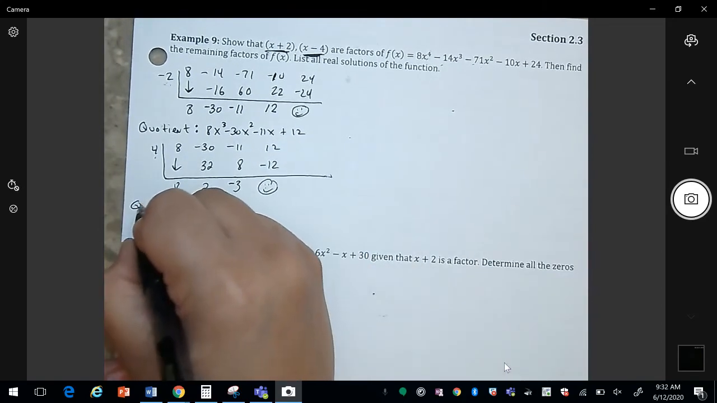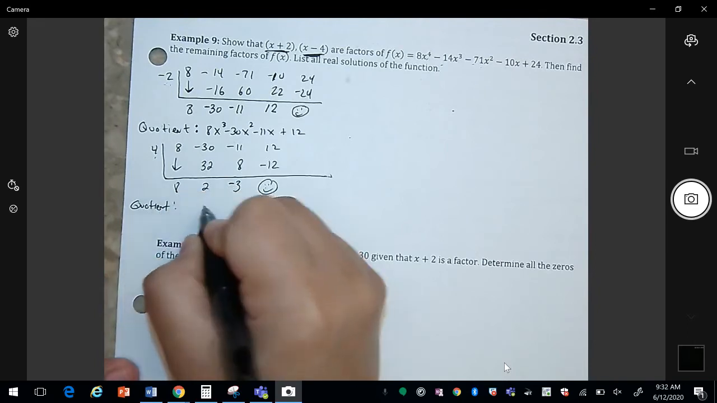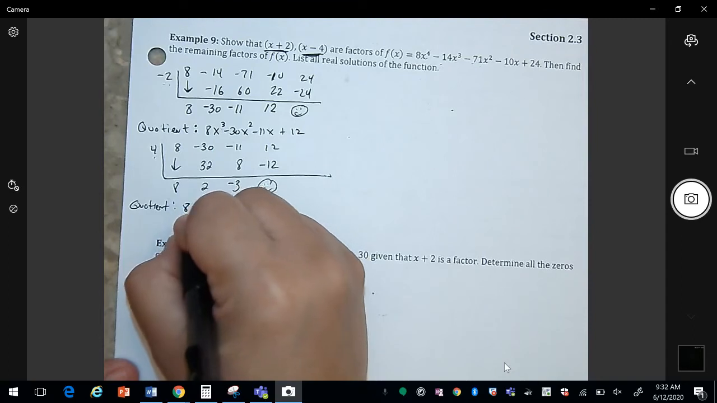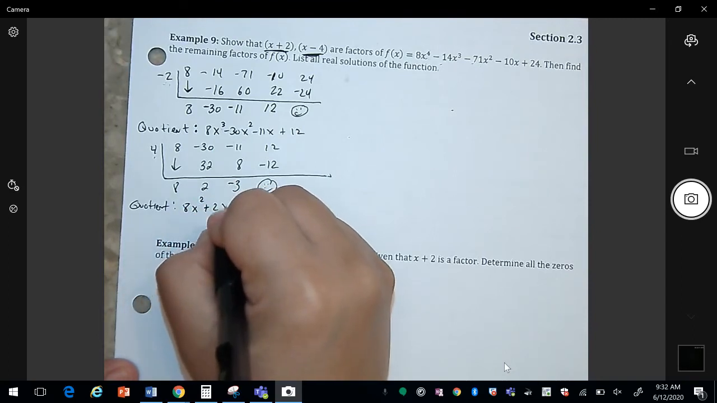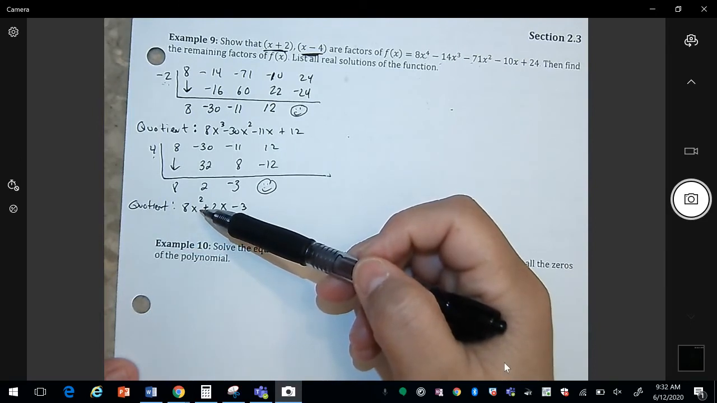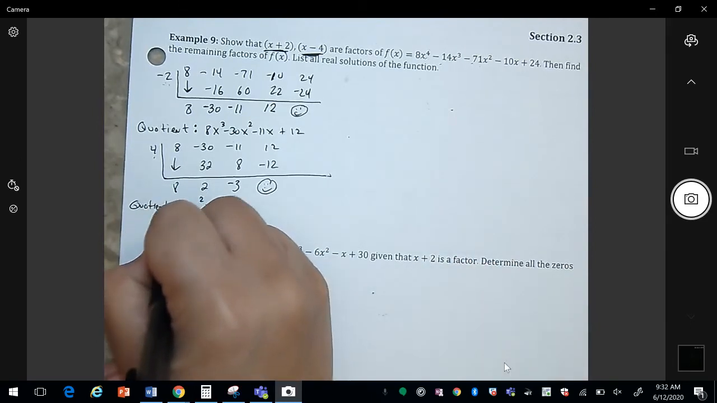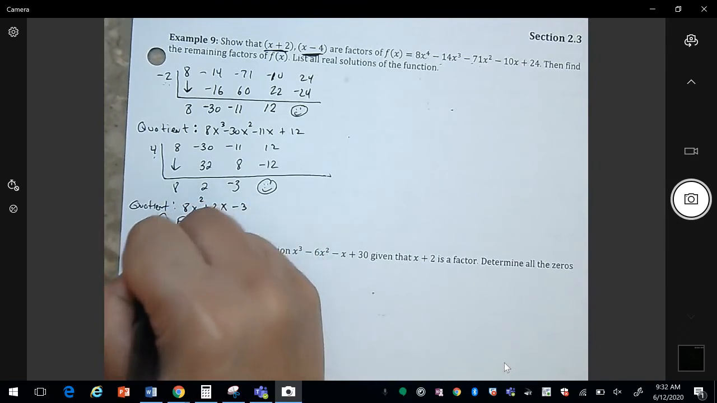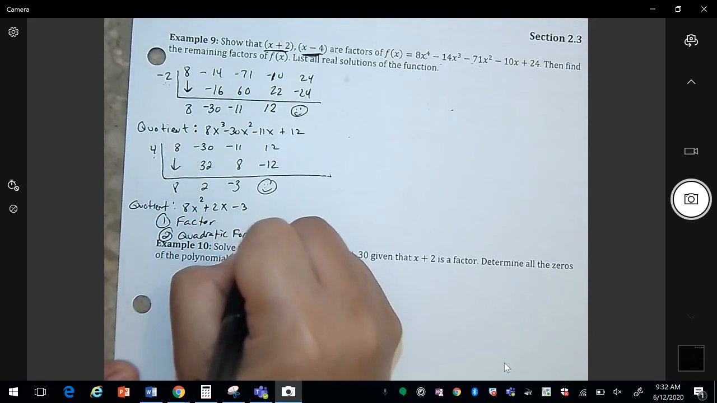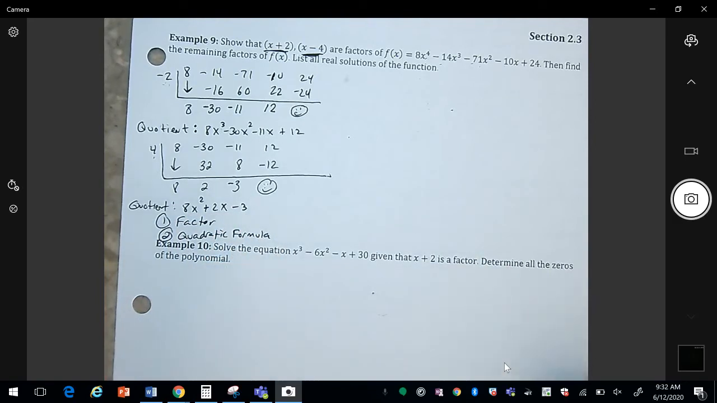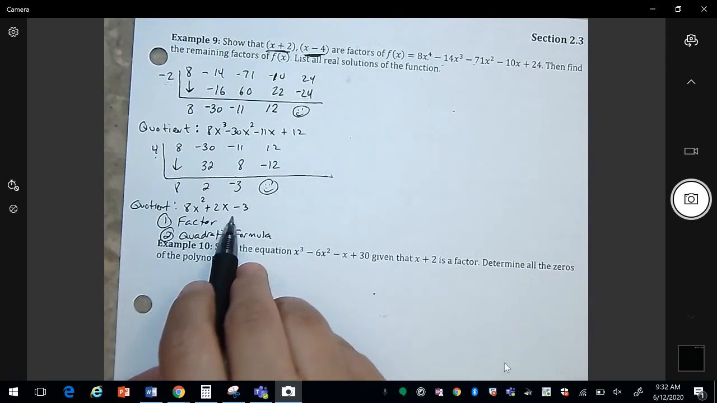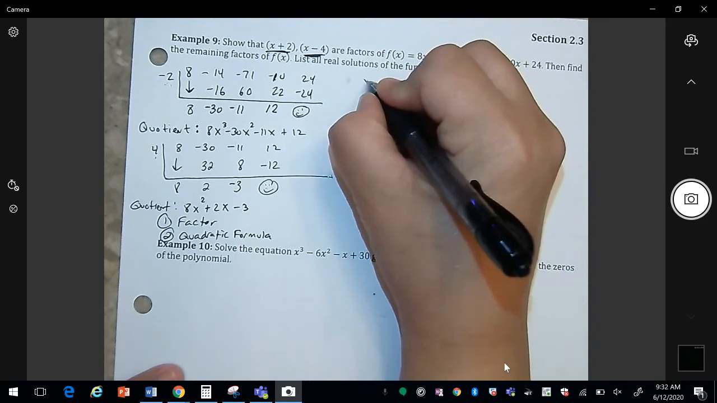And so the new quotient now, with 1 less power, so if we started with 3, 1 less power would be 8x squared plus 2x minus 3. So notice now that this is quadratic, and so you have 2 options. Number 1, you can try to factor, or number 2, you can use the quadratic formula. Okay, so I'm going to use the quadratic formula because by looking at these numbers, it's not going to factor. So I'm going to write it up here.